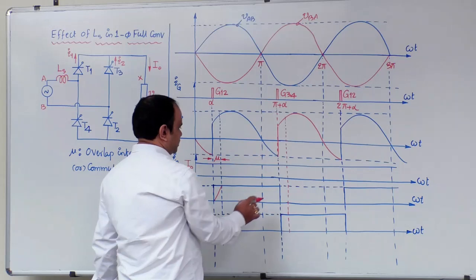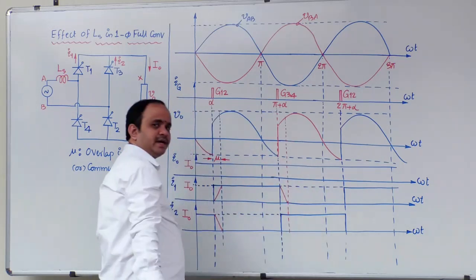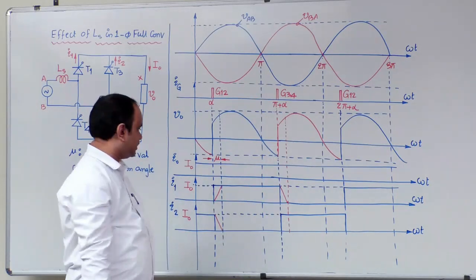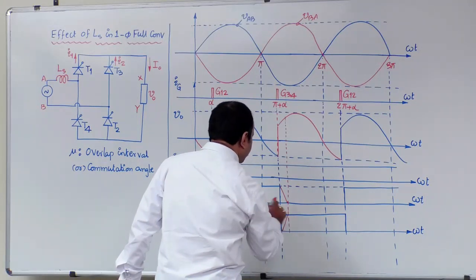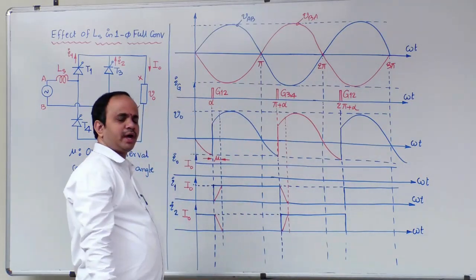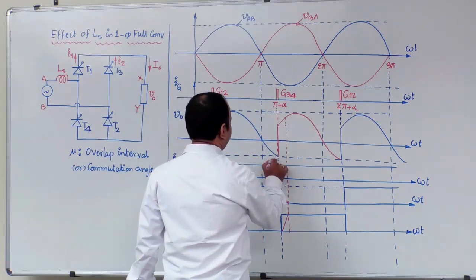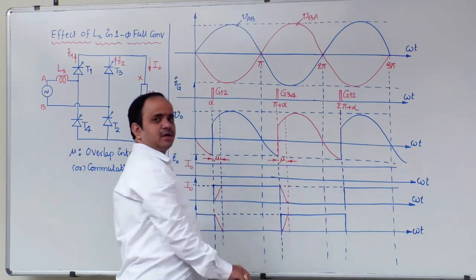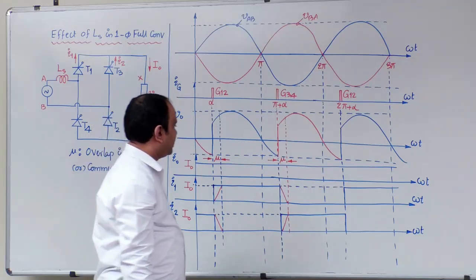what will happen? The T1, T2 pair current will decrease from I naught to 0 gradually. The T3, T4 pair current will increase from 0 to I naught gradually. Again, this interval is also represented with a symbol called mu, the commutation interval.